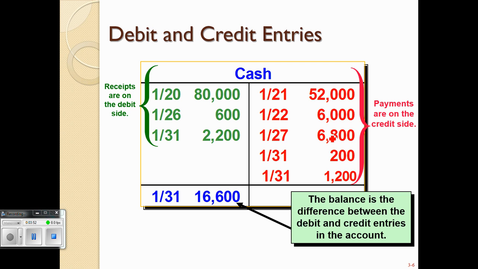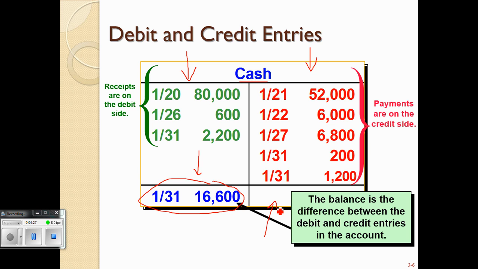For receipts of cash, anytime in the cash account we get cash coming in, it's a debit. Anytime cash goes out, it's a credit. All these T accounts will have a balance, and it'll be a balance on the debit side if we have bigger numbers on the debit side. Other accounts can have a credit balance if there are more credits on that side than there are debits on the debit side. So that's what we're going to do.